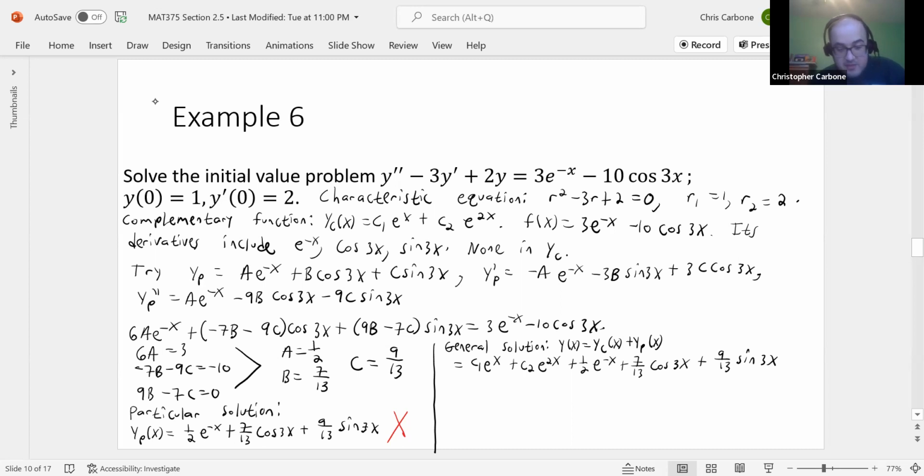Right? And if we were to take the derivative, y prime of x, we would get c sub 1 times e to the x plus 2 times c sub 2 times e to the 2x minus a half times e to the negative x minus 21/13 times the sine of 3x plus 27/13 times the cosine of 3x.